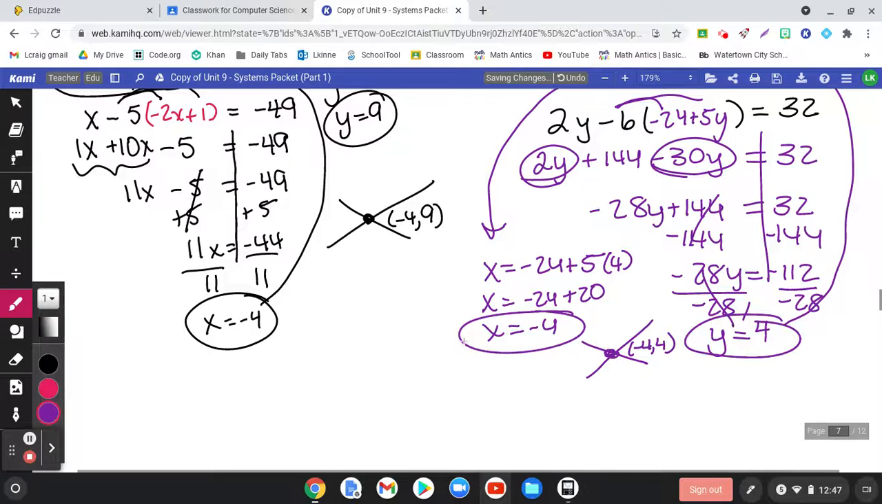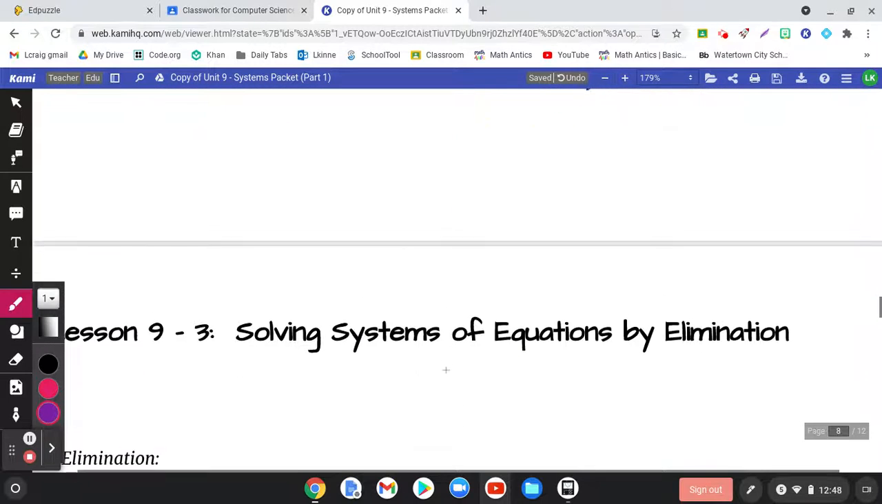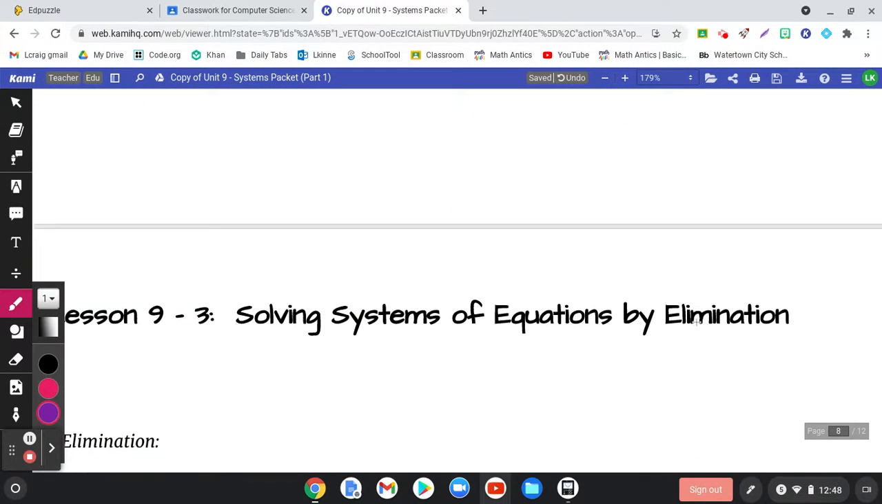All right, hopefully that helped. In our next lesson, we're going to learn about solving using elimination, the last method.